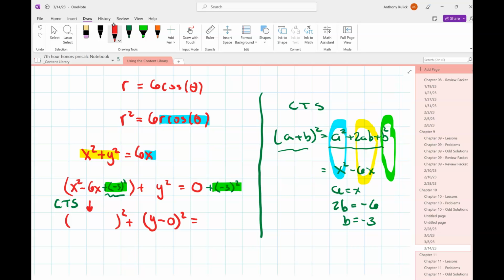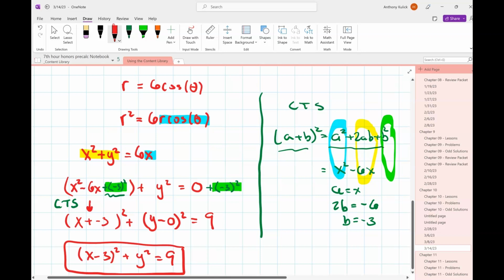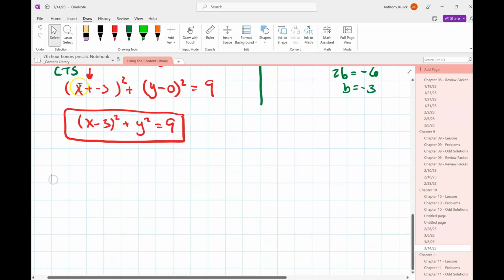Okay. So this is going to factor to just be a plus b squared, and then 0 plus negative 3 squared is 9. So there we go. We have x minus 3 squared plus y squared. I can just write that as y squared, I don't have to write it as y minus 0 squared. And that'll do. What do you guys think? It's all right? Let's do another one.